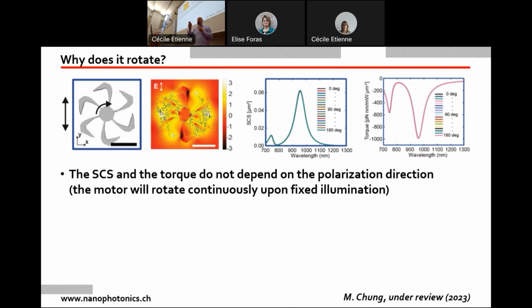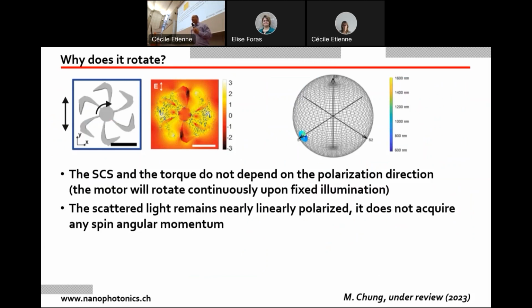So as soon as it starts rotating, it will continue rotating, because the position of the rotor doesn't matter with respect to the illumination. Then what surprised us a lot was, we thought, okay, now it starts to rotate because the light it scatters is going to be circular polarized. That seems to make sense. If the scattered light becomes circular polarized, then by Newton's third law, the structure should rotate in the opposite direction.